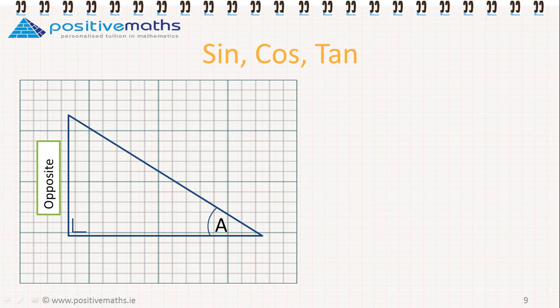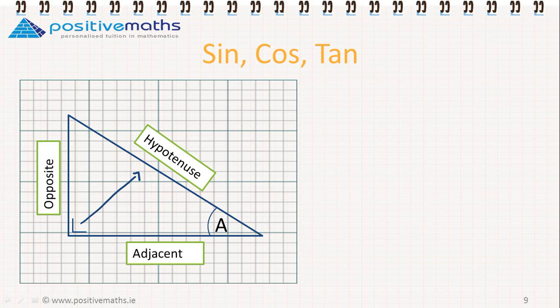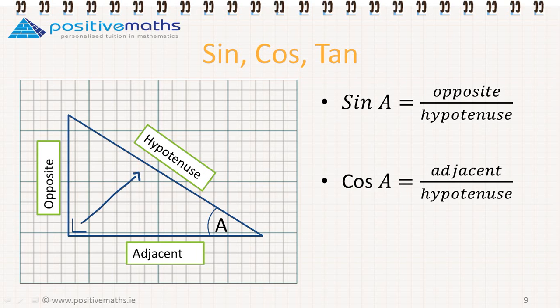We need to be able to label the sides, so if we have the angle A, we have the opposite side, the hypotenuse, which will always be the same. It'll always be across from the right angle. And the adjacent side. So the sine of A is equal to the opposite over hypotenuse. Cosine of A is equal to adjacent over hypotenuse. And the tan of A is equal to the opposite over adjacent.